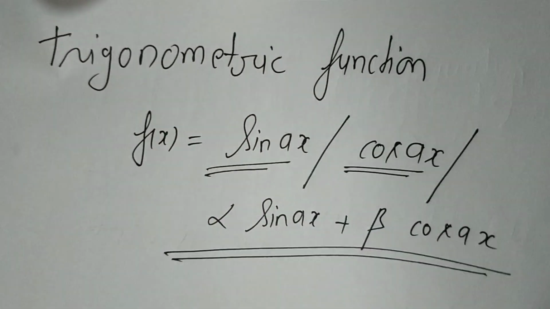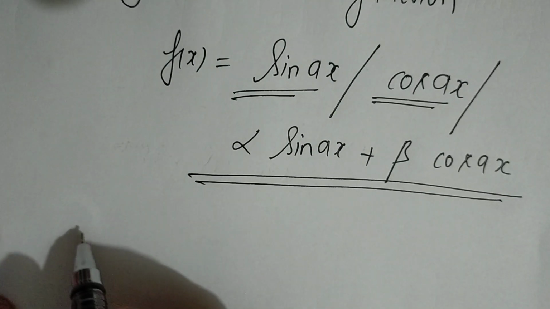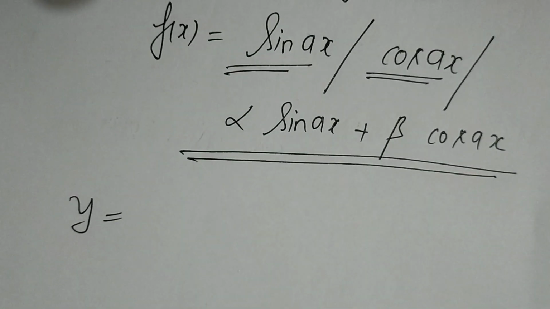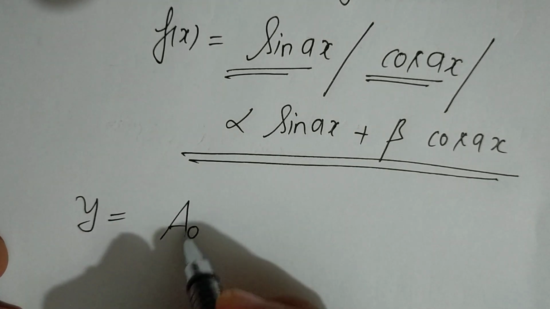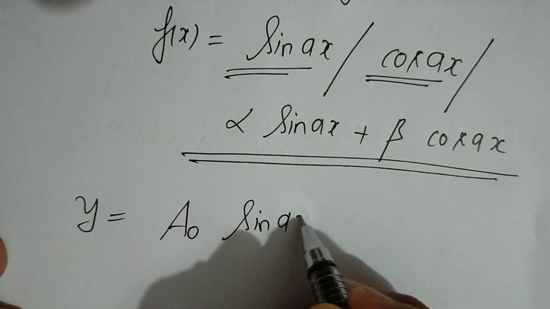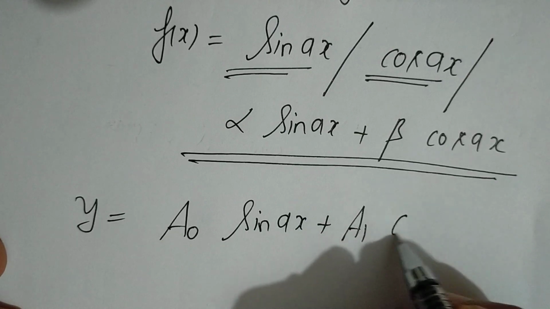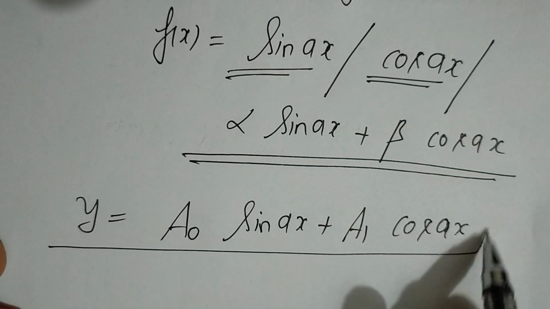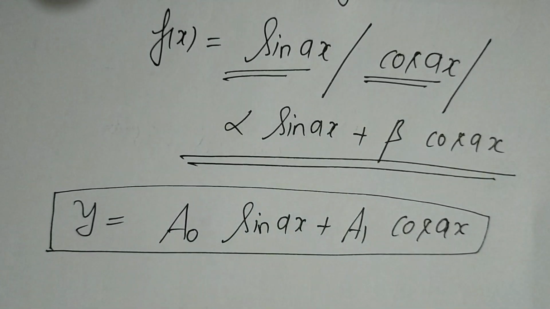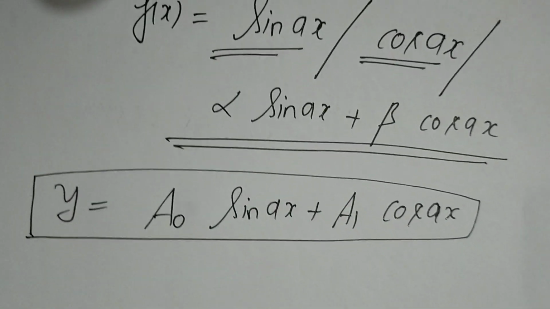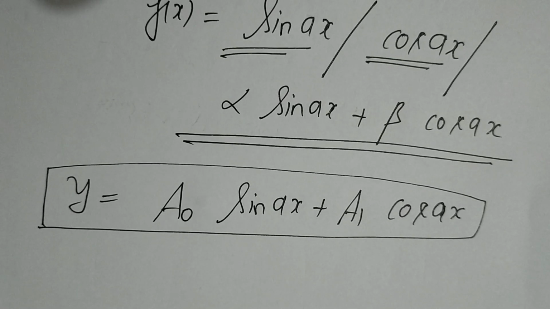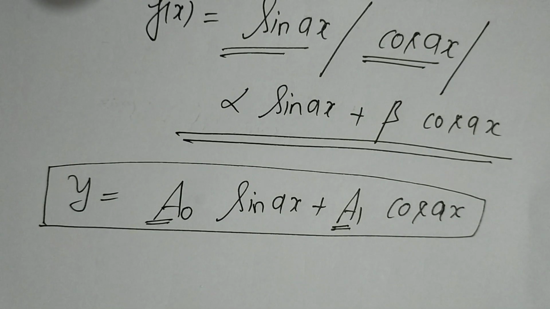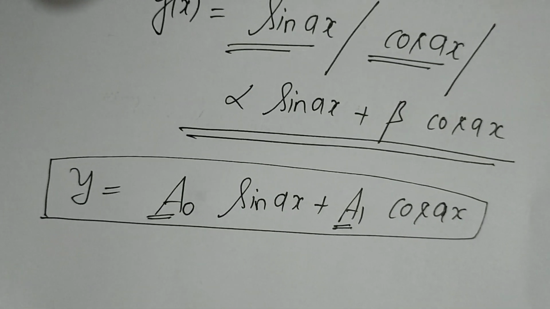In this case, we'll have the trial solution y as a combination of sin and cos. So it will be a0 sin ax plus a1 cos ax. So this is the trial solution for trigonometric function sin, cos, or combination of sin and cos. So here a0 and a1 are the unknown coefficients we need to find out.